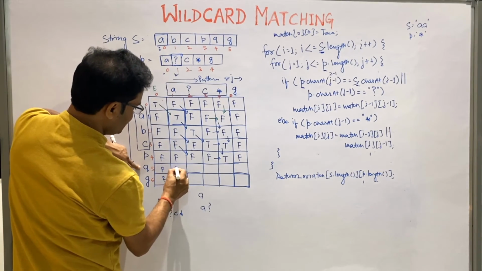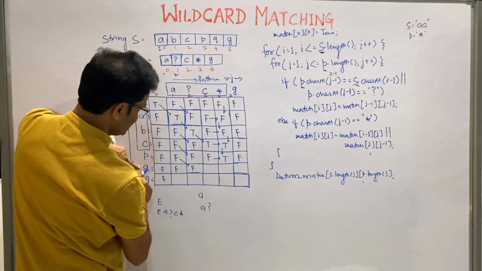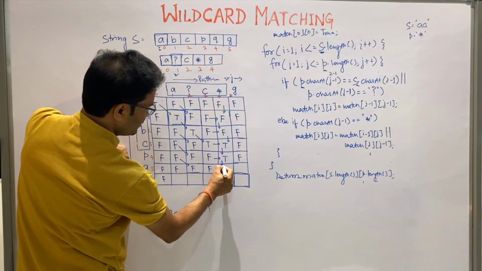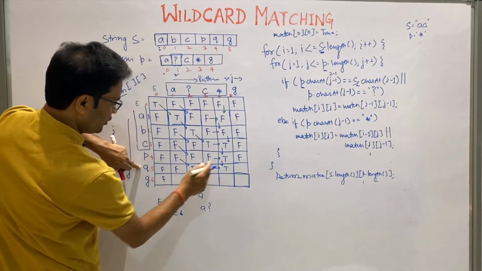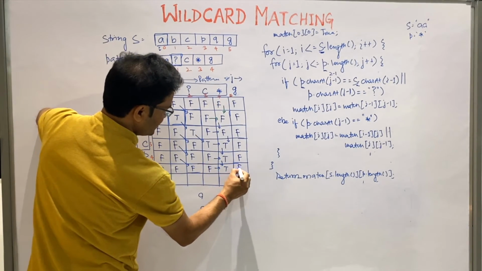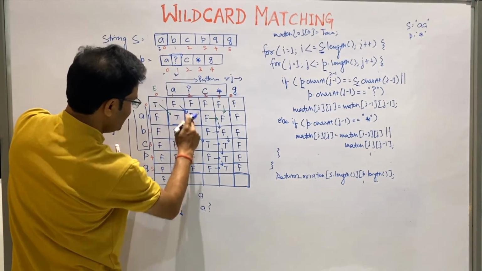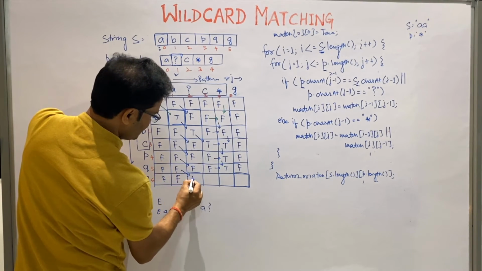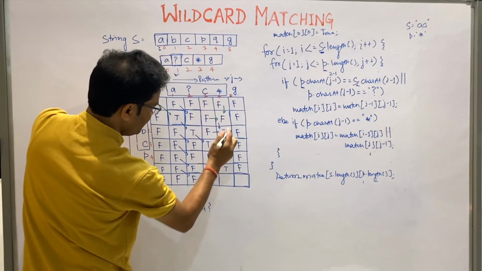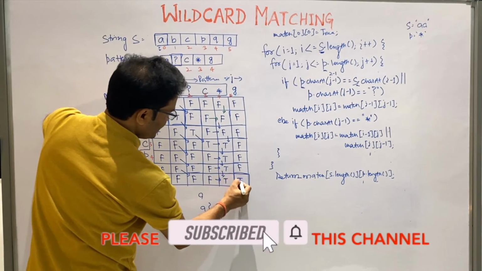Q and A not matching, give false. Q question mark, this condition, take the previous value, false. Q and C not matching, give false. Q and the star, take both, this is 2, because one of the values is 2, so put the 2. Q and G is not matching, give false. G and A not matching, give false. G question mark, this condition, take the previous value. G and C not matching, give false. G and star, this one and this one, 2. G and G is matching and get the 2.